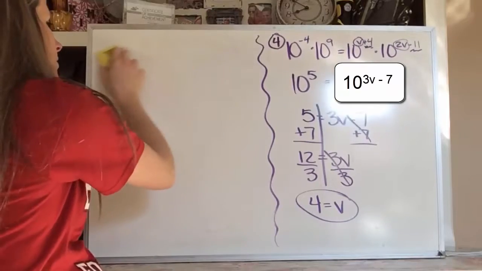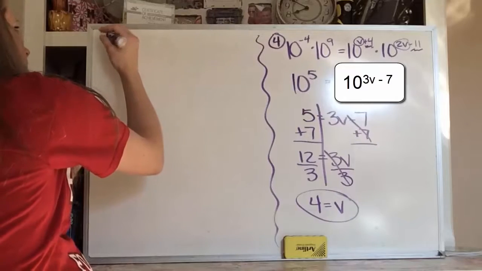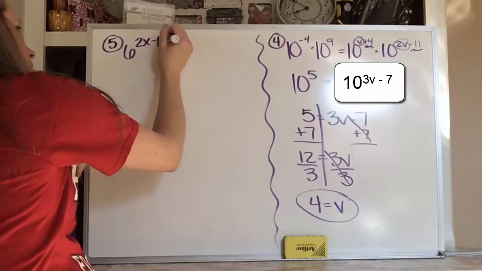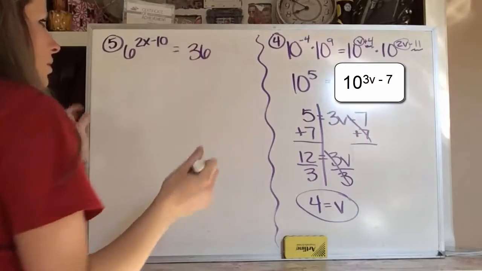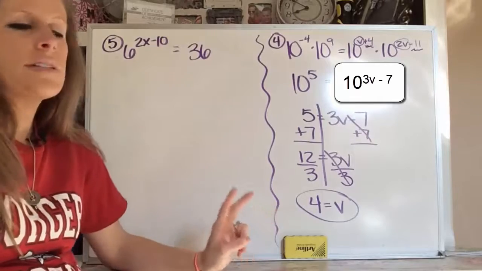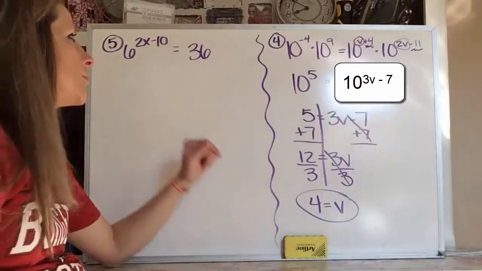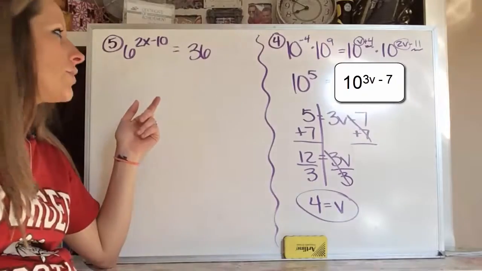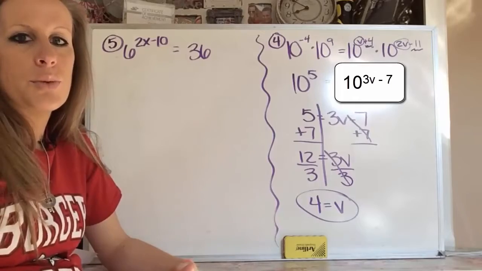Okay, on number 5, we have 6 to the 2x minus 10 equals 36. First step is to simplify. We can't simplify this anymore. Second step is to make sure they have the same base. So this is the step that we need to work on. Because on the left side we have a base of 6, and on the right side our base is 36. So we need to find a common base between those two.